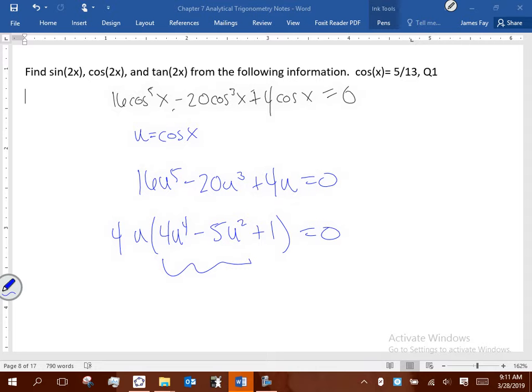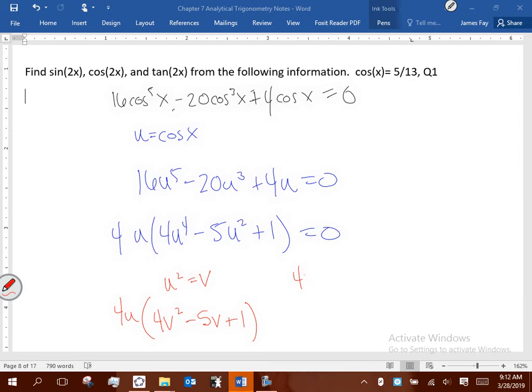Maybe if we don't see that 4u comes out, maybe we start using P over Q stuff. Or maybe when I look at the 4u to the 4th minus 5u squared plus 1, maybe I don't see that it factors real well. We maybe then rely on the rational root theorem, P over Q. Just kind of go a little bit further. So let's say u squared is equal to v. So this thing would look like 4u times 4v squared, right, minus 5v plus 1.